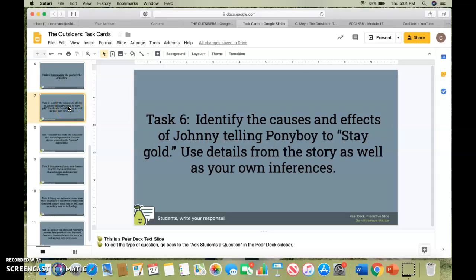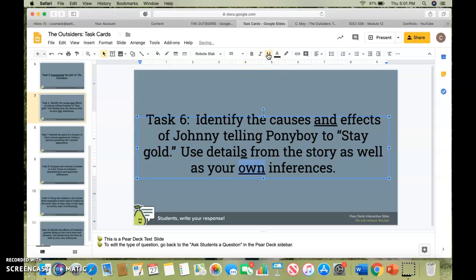All right, so task 6: identify the causes and effects of Johnny telling Ponyboy to stay gold. Use details from the story as well as your own inferences. You should have a couple of reasons why, or a couple of reasons because, explaining these causes and effects of their relationship, and especially when Johnny said to stay gold.